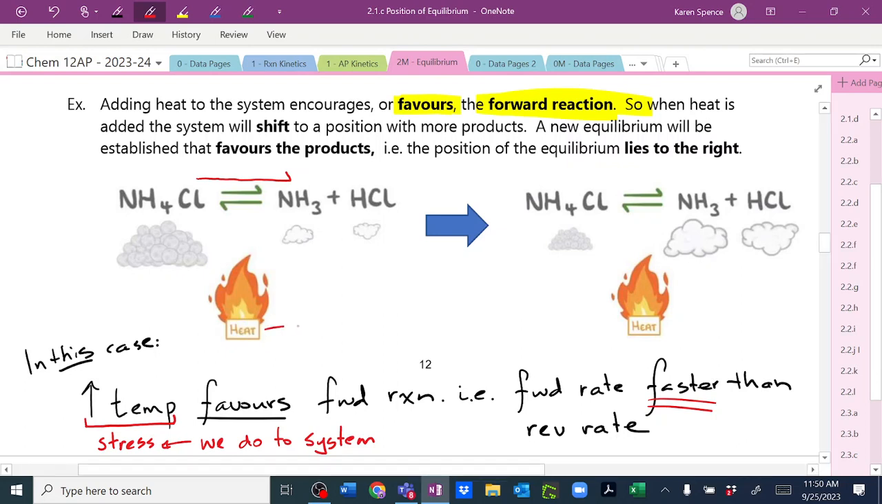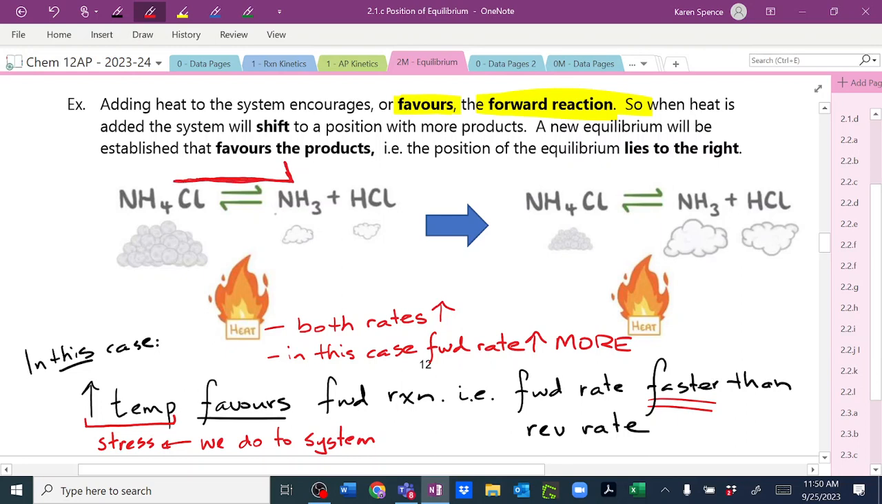When we heat it, both rates increase. In this particular case, and I'll tell you how to tell in a little bit, the forward rate increases more. And that's why the forward rate is faster than the reverse rate. So if we draw our increased rate, there's our forward rate that has been increased. Our reverse rate has also been increased, but not by as much.